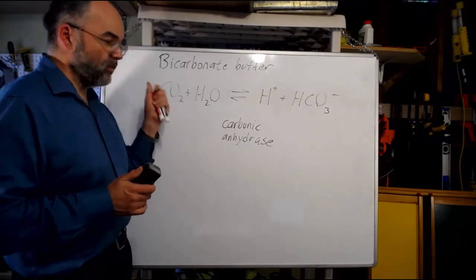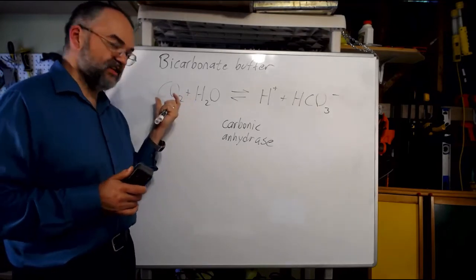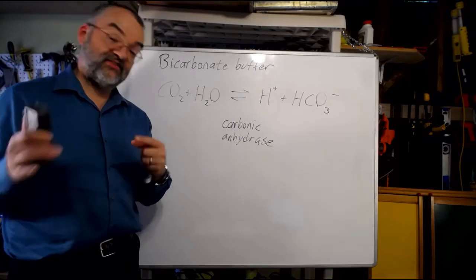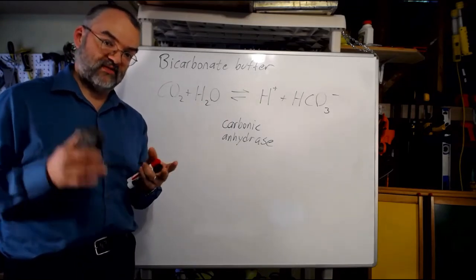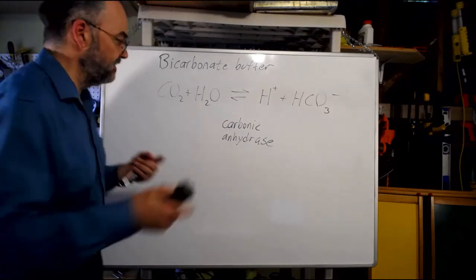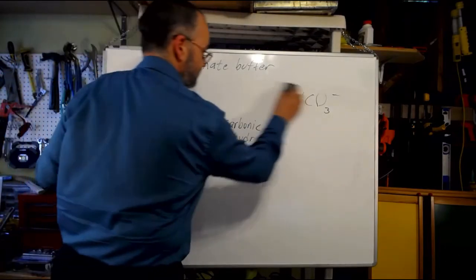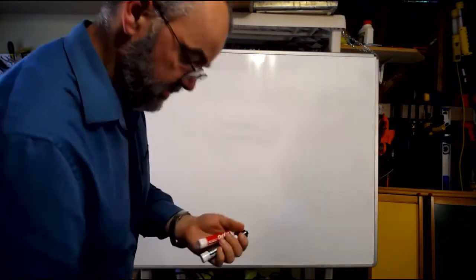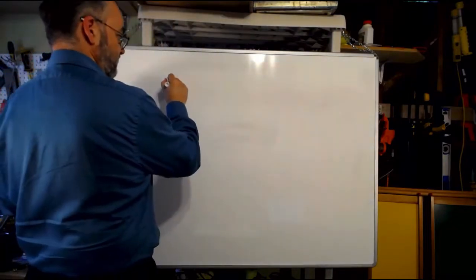So where I want to go next with this is talking about how CO2 interacts with the red blood cells and how it is actually carried in the blood. Because it actually shows up in several different forms, and we need to talk about how it moves between those. So I'm going to erase this and switch to putting a drawing of a red blood cell on here.